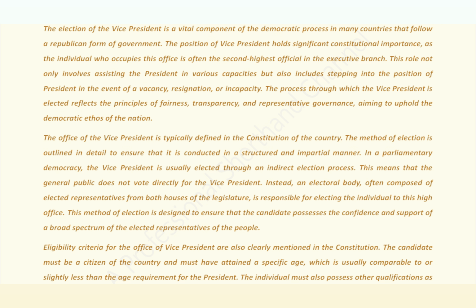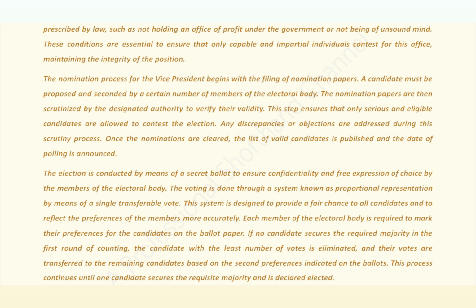The individual must also possess other qualifications as prescribed by law, such as not holding an office of profit under the government or not being of unsound mind. These conditions are essential to ensure that only capable and impartial individuals contest for this office, maintaining the integrity of the position.